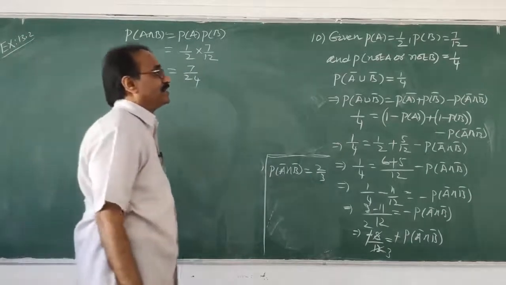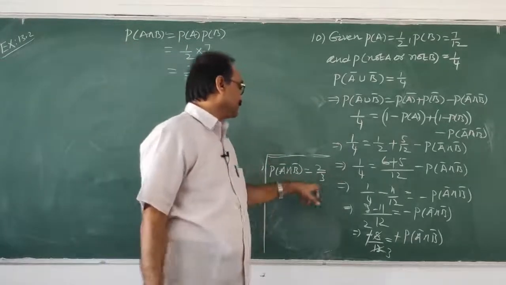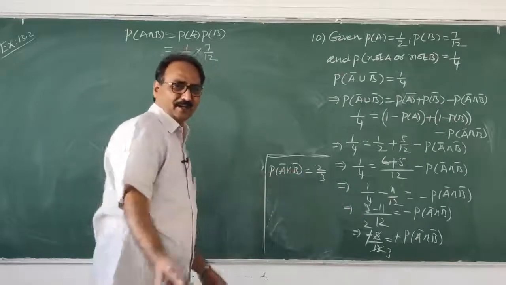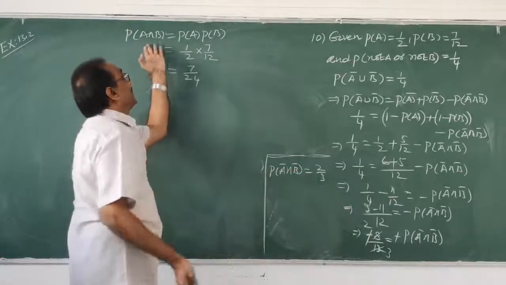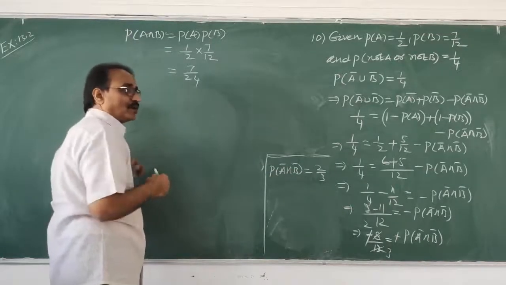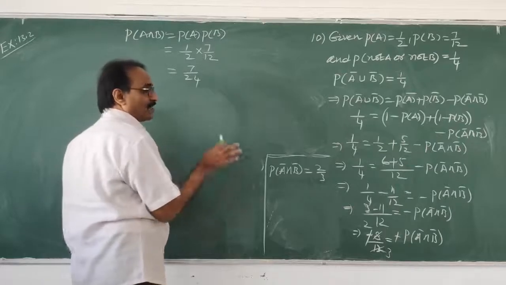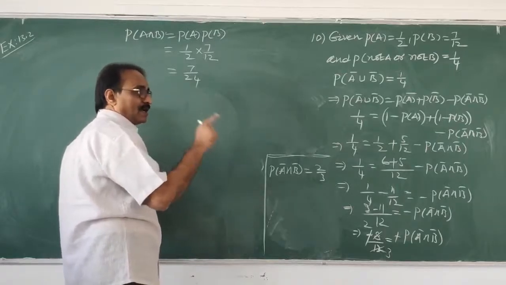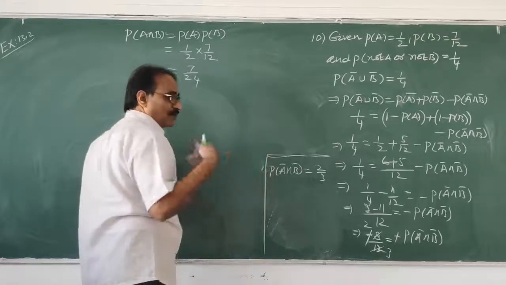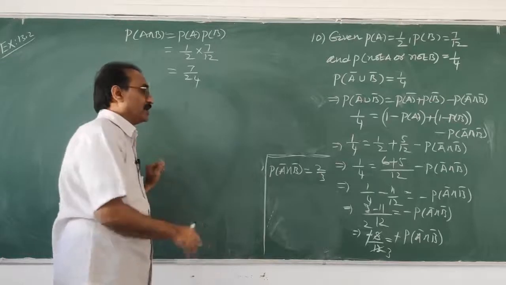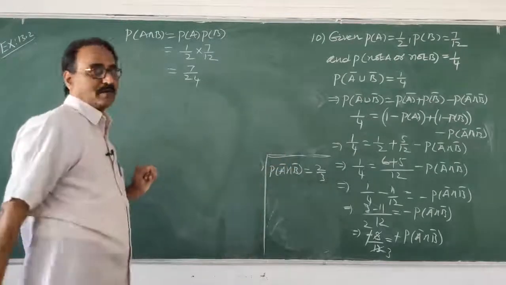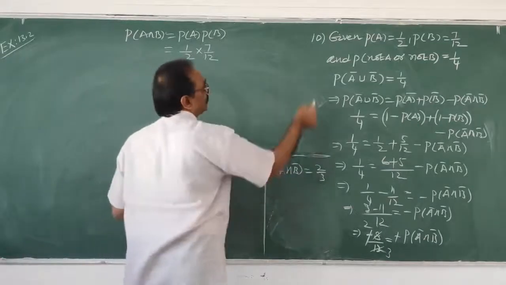If they are independent events, this won't come. If they are independent events, P of A bar into P of B bar should be 2 by 3. Correct or not? See, I am not going to find the intersection value also. Logically I am saying, if you don't know the formula, no problem. If A and B are really independent events, then P of A bar intersection B bar must be P of A bar into P of B bar.